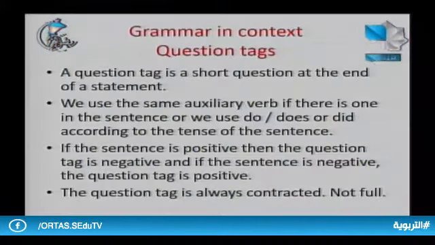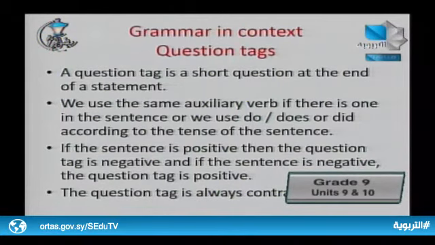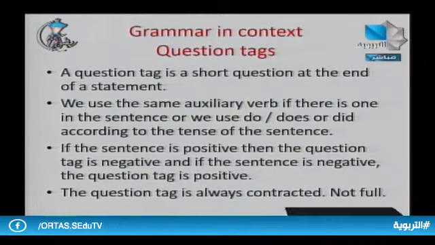Grammar in context, the question tags. It's very important to explain the question tags. It's easy, and it's in the final exam. Question tags.